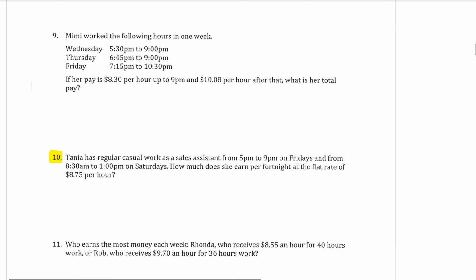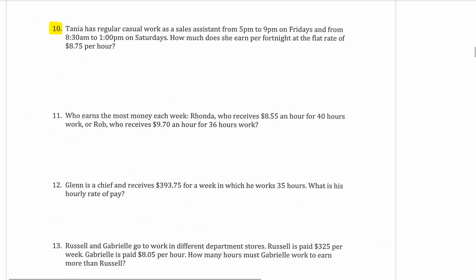Skipping over a few, let's go down to number 10. Tanya has regular casual work as a sales assistant from 5 p.m. to 9 p.m. on Fridays and from 8:30 a.m. to 1 p.m. on Saturdays. How much does she earn per fortnight at the flat rate of $8.75 per hour?